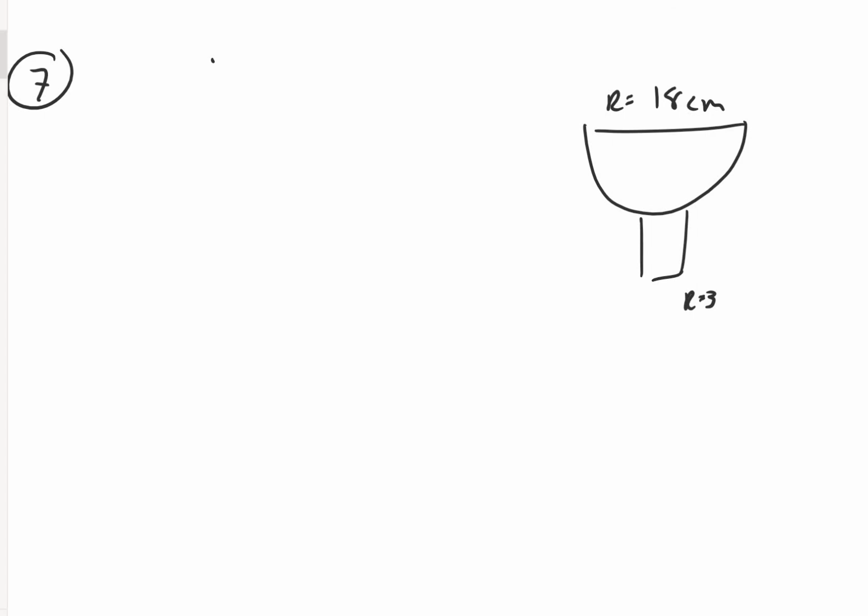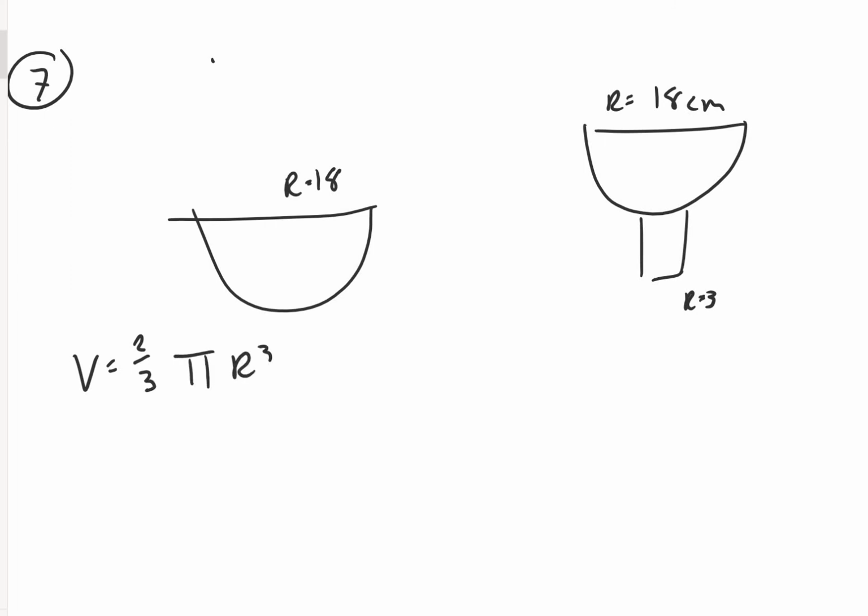Okay, this is easy. It's a hemisphere with radius 18. So volume equals 4/3 is a full sphere, 2/3 is a hemisphere, so 2/3 pi r cubed.